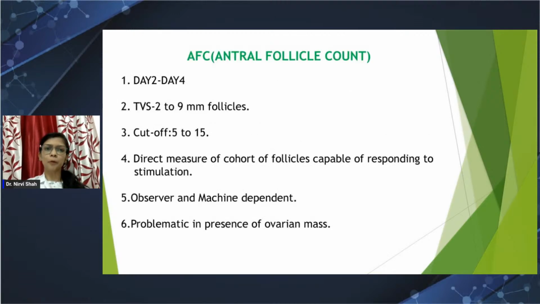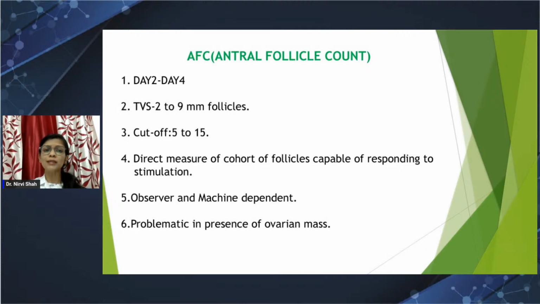This is the most important one. Antral follicle count, usually done between day 2 to day 4 of a cycle, done by transvaginal sonography. 2 to 9 mm of follicles are the cohort which we are looking at. The normal range is between 5 to 15, which is considered as a normal ovarian reserve.